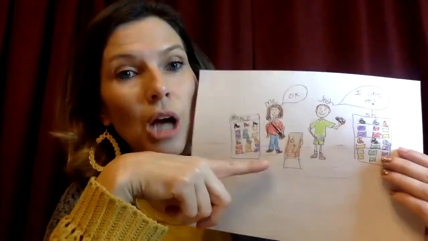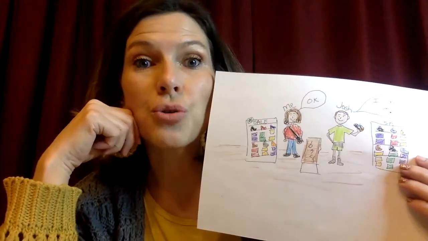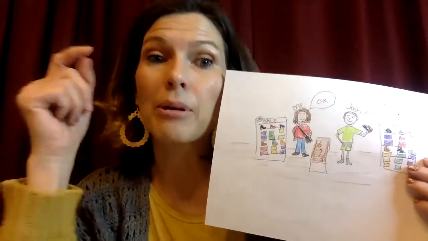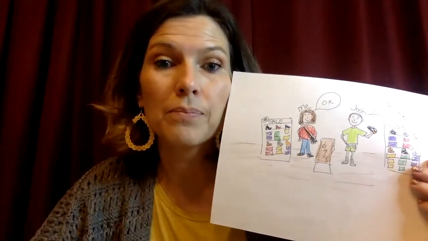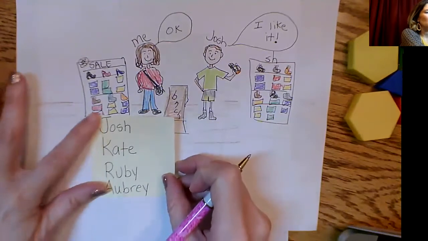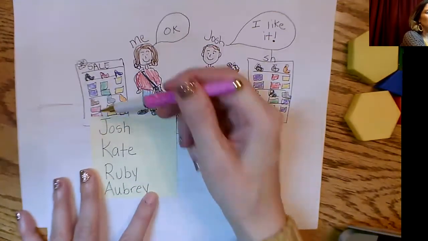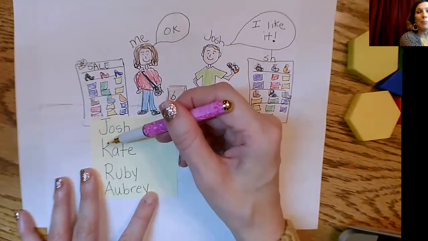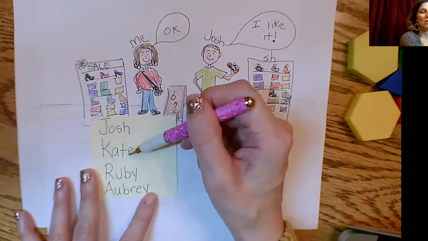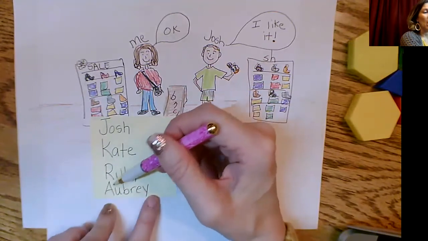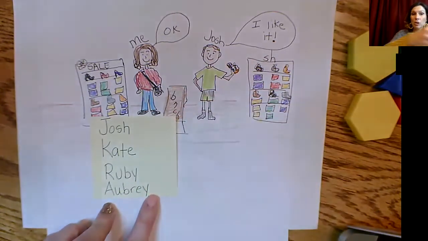And then I was thinking about where we're at. When we were shopping for shoes, we were at the shoe depot. And I am naming a particular place. So I would capitalize shoe depot. So anytime it's a person's name, for example, like Josh, you see I put a capital here and the rest are lowercase. Or Kate, I have a capital K and the rest are lowercase. Or Ruby, I have a capital R and the rest are lowercase. Or Aubrey, I have a capital A and the rest are lowercase.